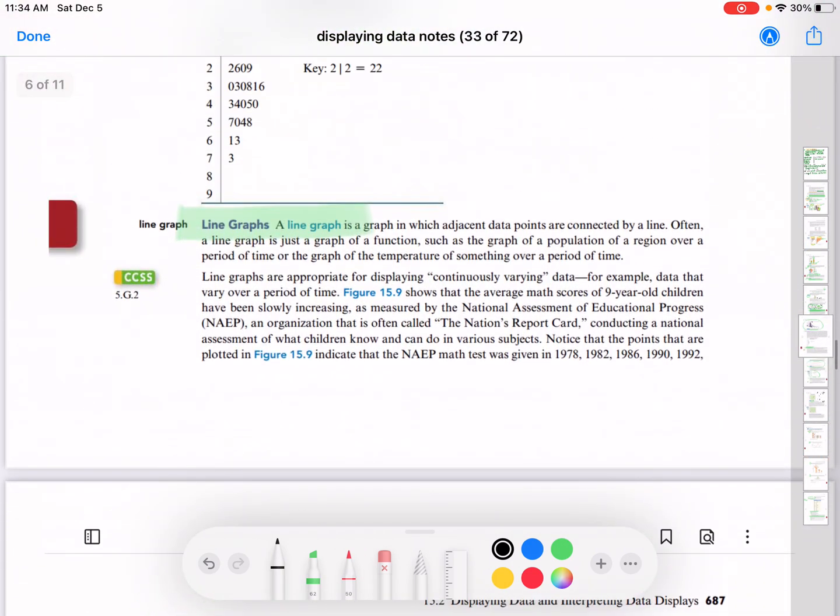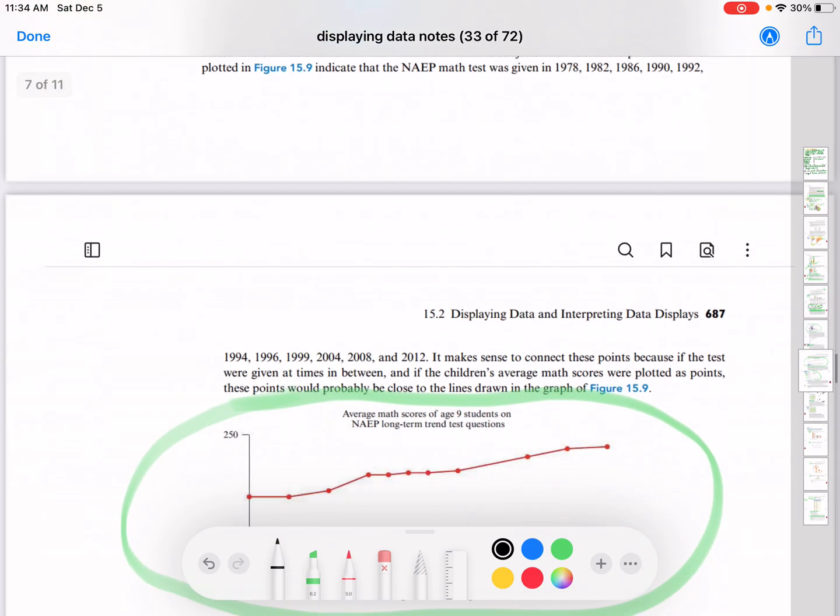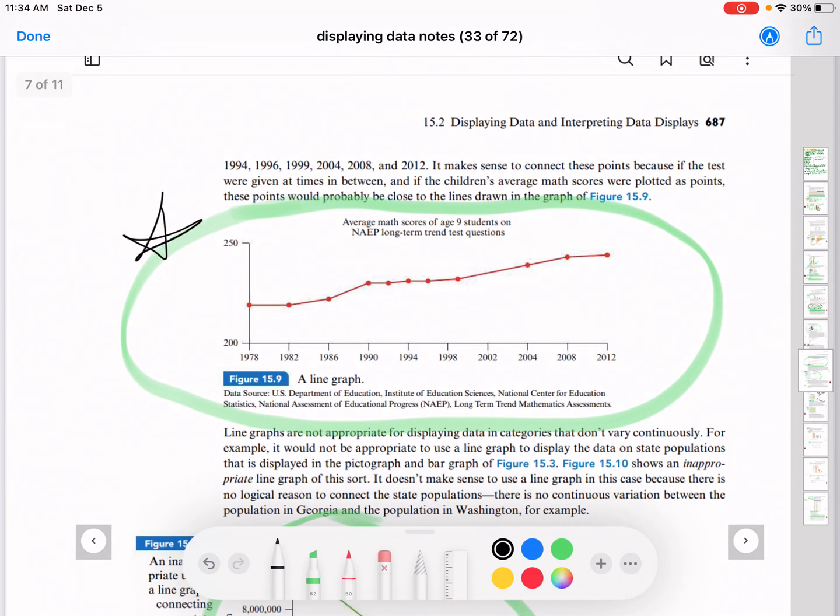All right, scrolling up. Another way we can show numerical data is with a line graph, and that would look something like this. And so one of the things with line graphs is, in this case, these are average math scores of 9-year-old students on some math test. And so in 1986, they had this score. In 1990, they had this score. Now, I could put bars here or a histogram here. You could do that kind of stuff.